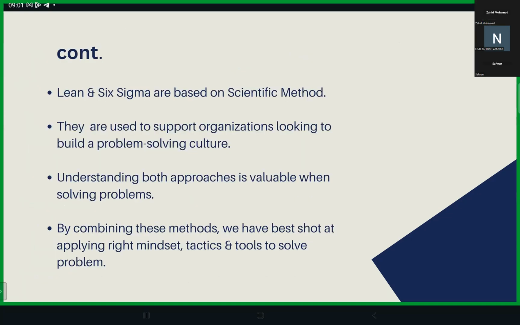Continue. Lean and Six Sigma are based on the scientific method. They are used to support organizations looking to build a problem-solving culture. Understanding both approaches is valuable when solving problems. By combining these methods, we have the best shot at applying the right mindset, tactics, and tools to solve problems.